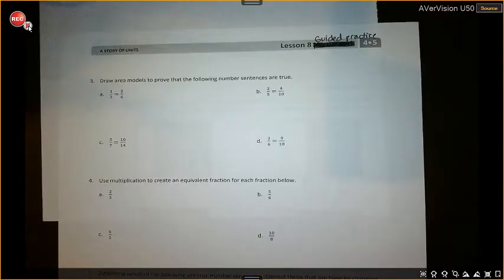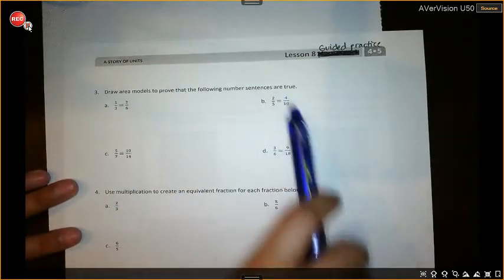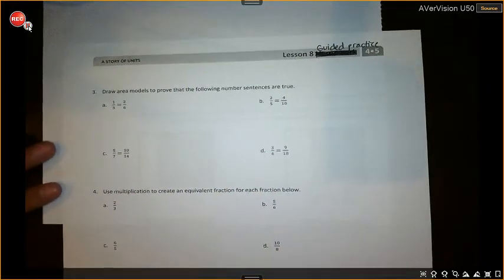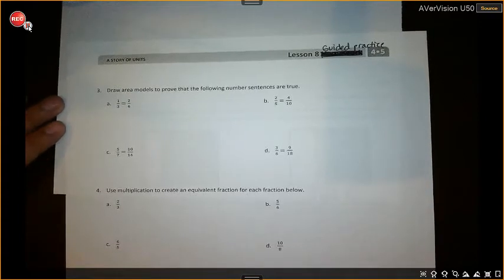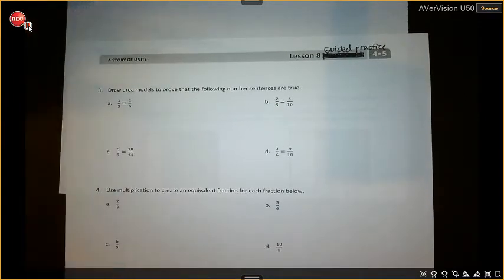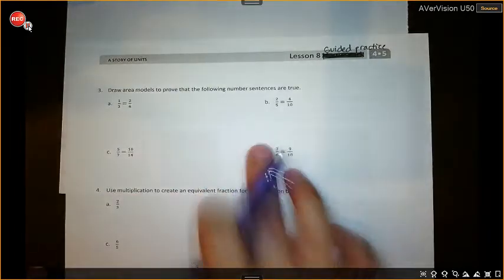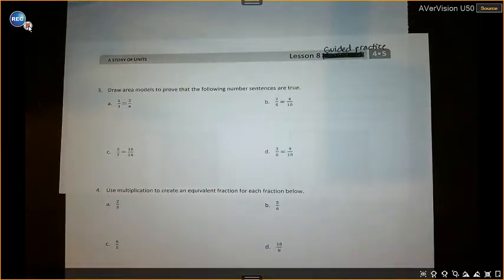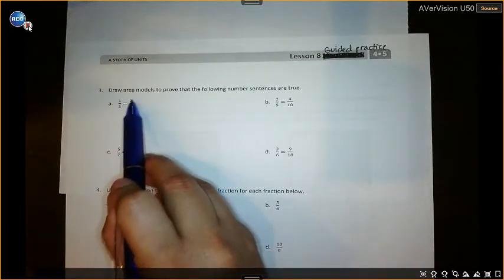Okay, boys and girls, we're now going to work on section 3 right here. But I'd like to remind you that the key points are available in case you need them. If you do not need to follow the key points because you're doing great just following along with Mrs. Medina, then you're fine. So let's focus on section number 3. Draw area models to prove that the following number sentences are true. So we're trying to prove if 1/3 is equivalent to 2/6.